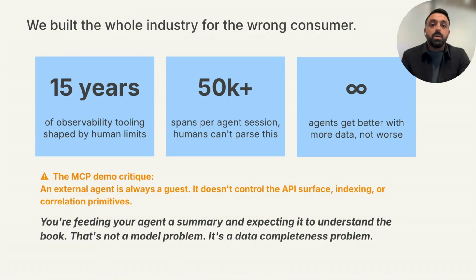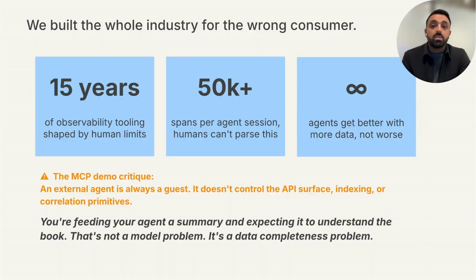This is why I say we built the whole industry for the wrong consumer. For 15 years, observability tooling was shaped around human cognition. Humans can't process 50,000 spans in a session. Agents can. Humans need summaries. Agents need full context. Humans simplify systems to understand them. Agents often perform better when they can access the entire system state.